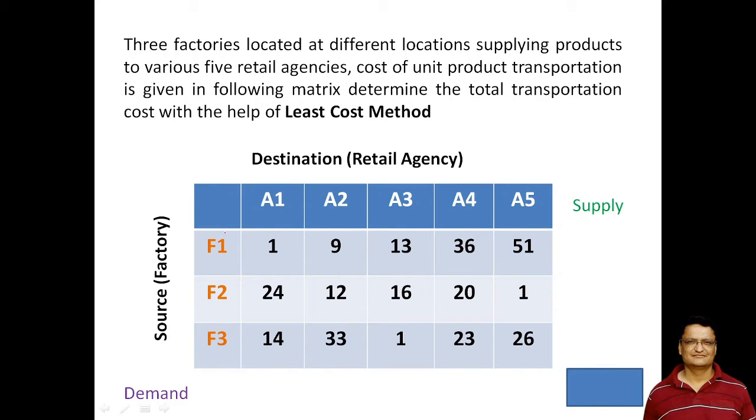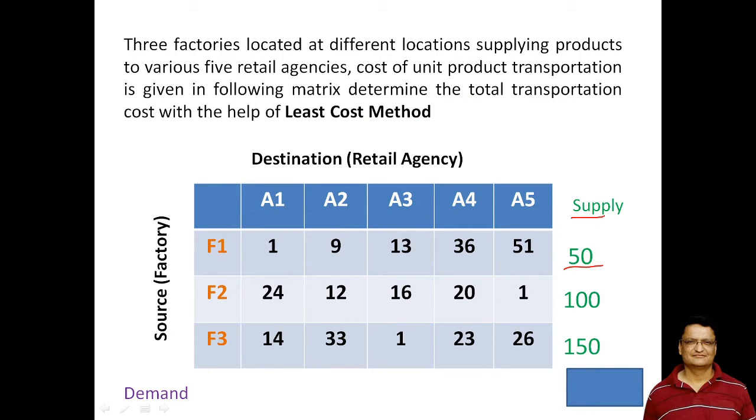If you want to transport one product from factory 1 to retail agency 1, the cost of unit transportation is 1. Similarly, if you wish to transport one product from F1 to A2, the unit cost of transportation is 9. Similarly, all the costs are given over here. We have to determine the total transportation cost with the help of the least cost method. This method is also called the lowest cost method.